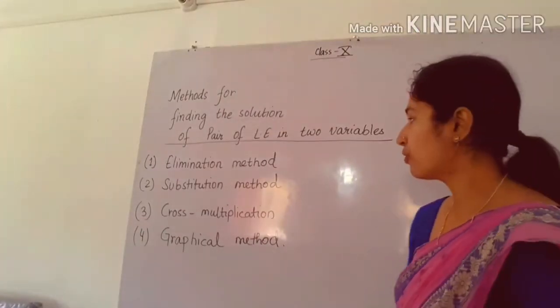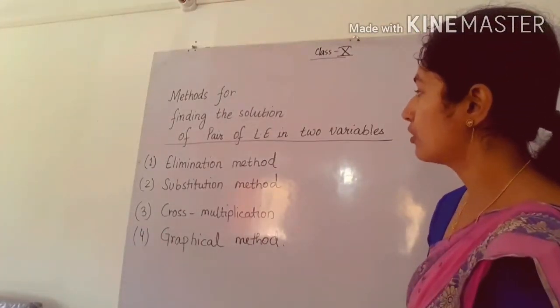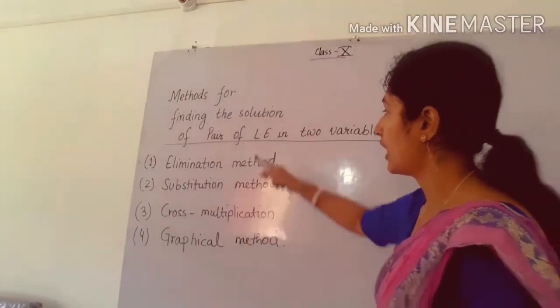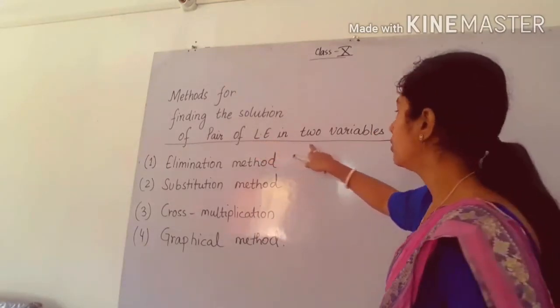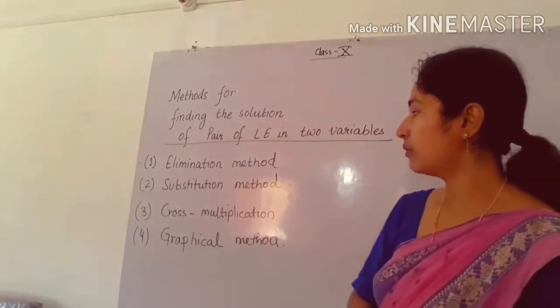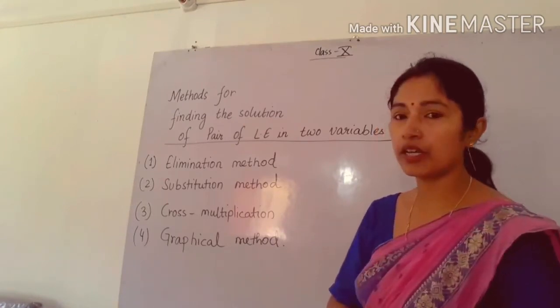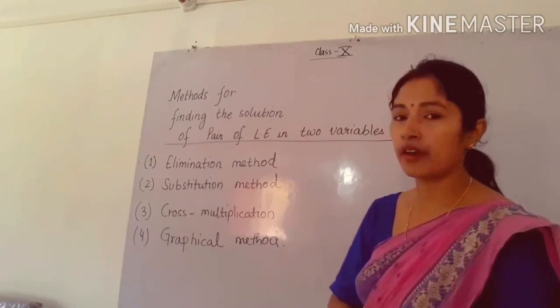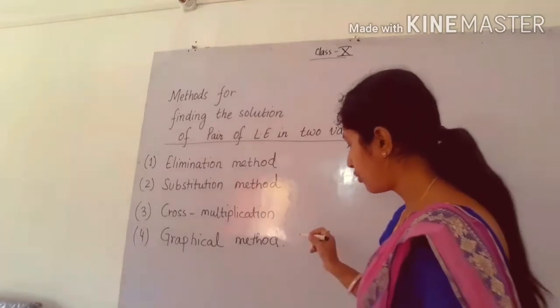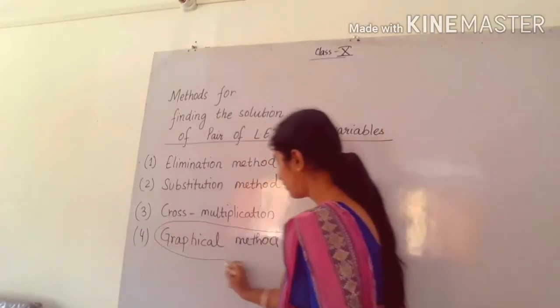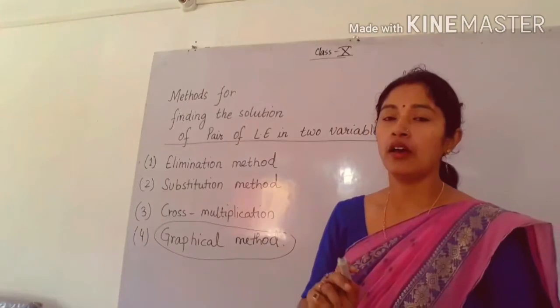So here are the 4 methods for finding the solution of a pair of linear equations. LE means linear equation in two variables. So the first method is the elimination method, the second is the substitution method, the third is the cross multiplication method, and the fourth one is the graphical method. The fourth method, the graphical method, I have already discussed in my last class.